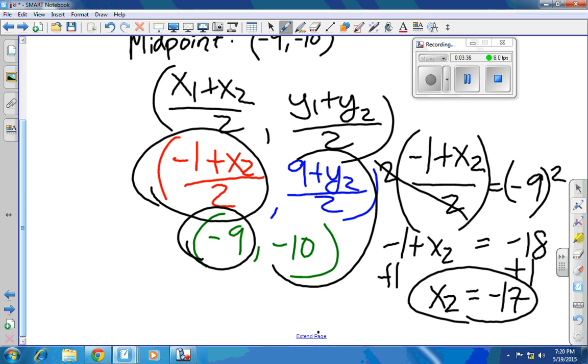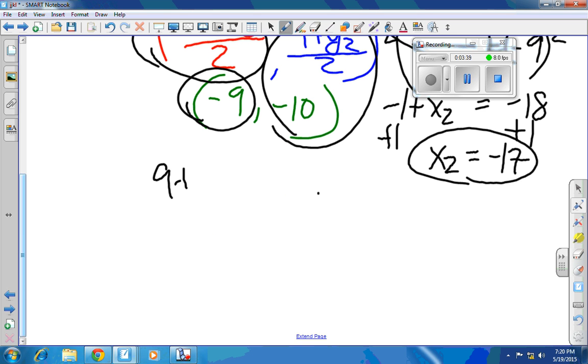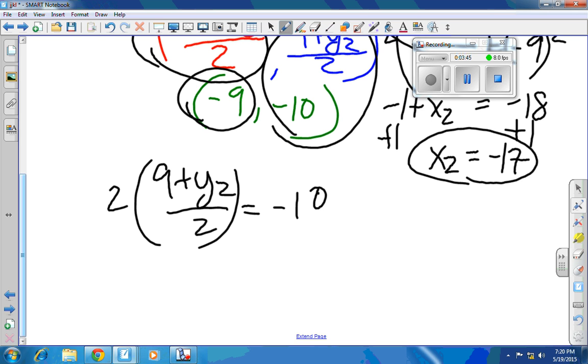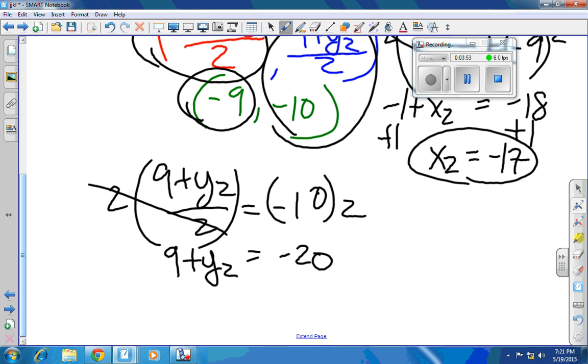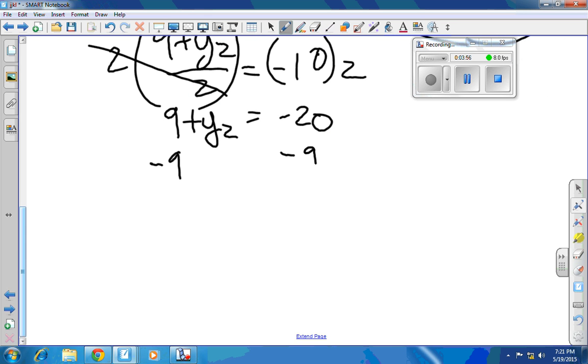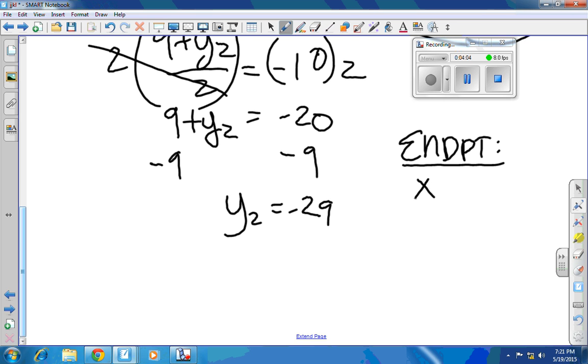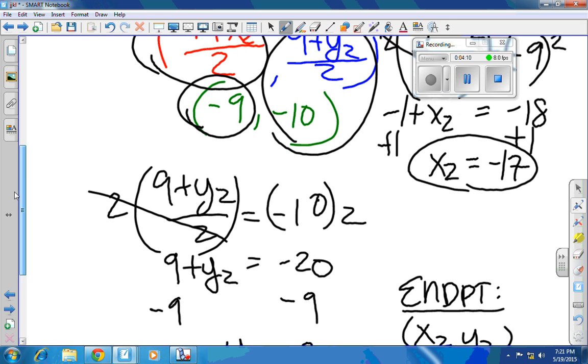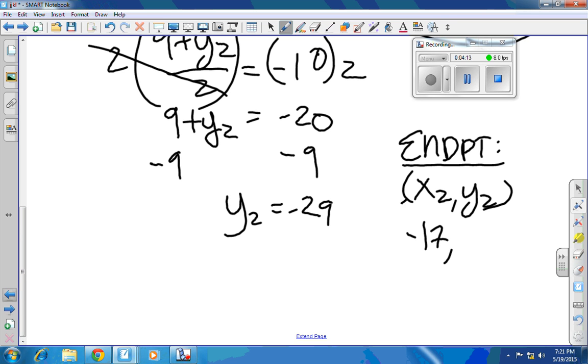Now I set up the second equation. (9 plus y2) divided by 2 is equal to negative 10. I multiply both sides by 2. I get negative 20 on the right. On the left, 2 divided by 2 is equal to 1. 1 times (9 plus y2) is just 9 plus y sub 2. I subtract 9 from each side and I get y sub 2 equals negative 29. So I have my other endpoint. I found x sub 2 and y sub 2. x sub 2 was negative 17, and y sub 2 was negative 29, so my other endpoint was (negative 17, negative 29).